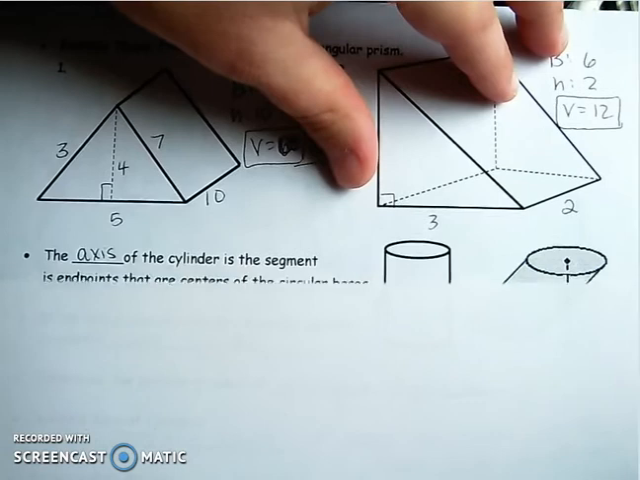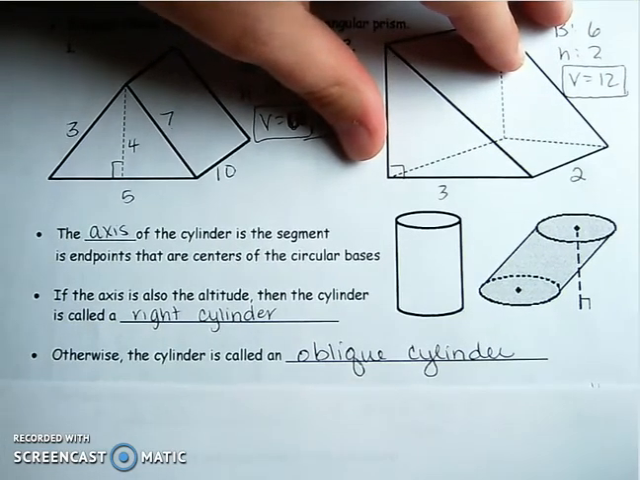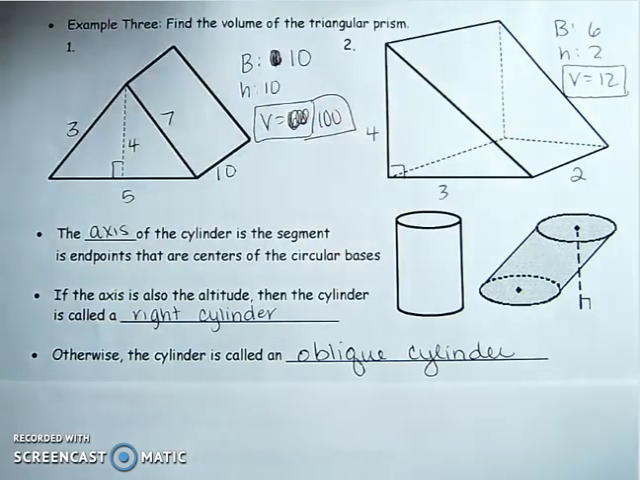Next, we're going to talk about cylinders. Cylinders are very similar to prisms in their formulas. The only difference is with a cylinder, your base is always a circle. So you have to take into account the area of a circle, the perimeter, quote unquote, of a circle.